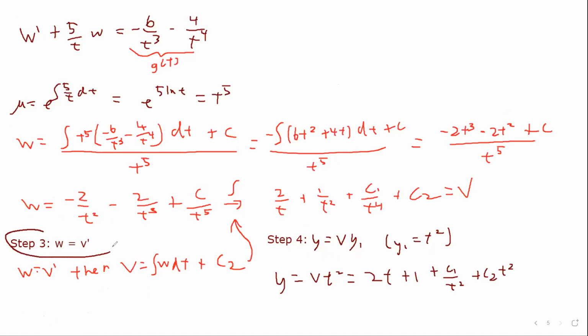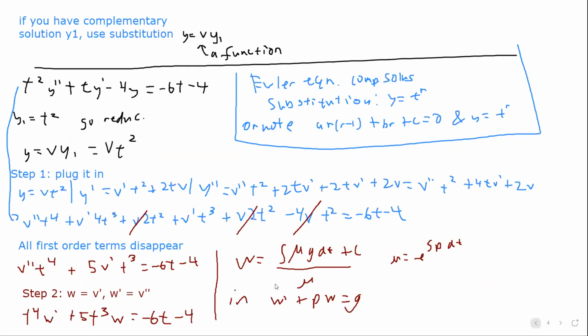Then you remember that w is equal to v prime to get v, and that y equals v y1 to get y. So you're basically stepping down into the first order, solving it, and then stepping back up out into the y. So that we get the solution there. If you wanted, I would add some extra steps here. I want to write things down in case you're going to put them.